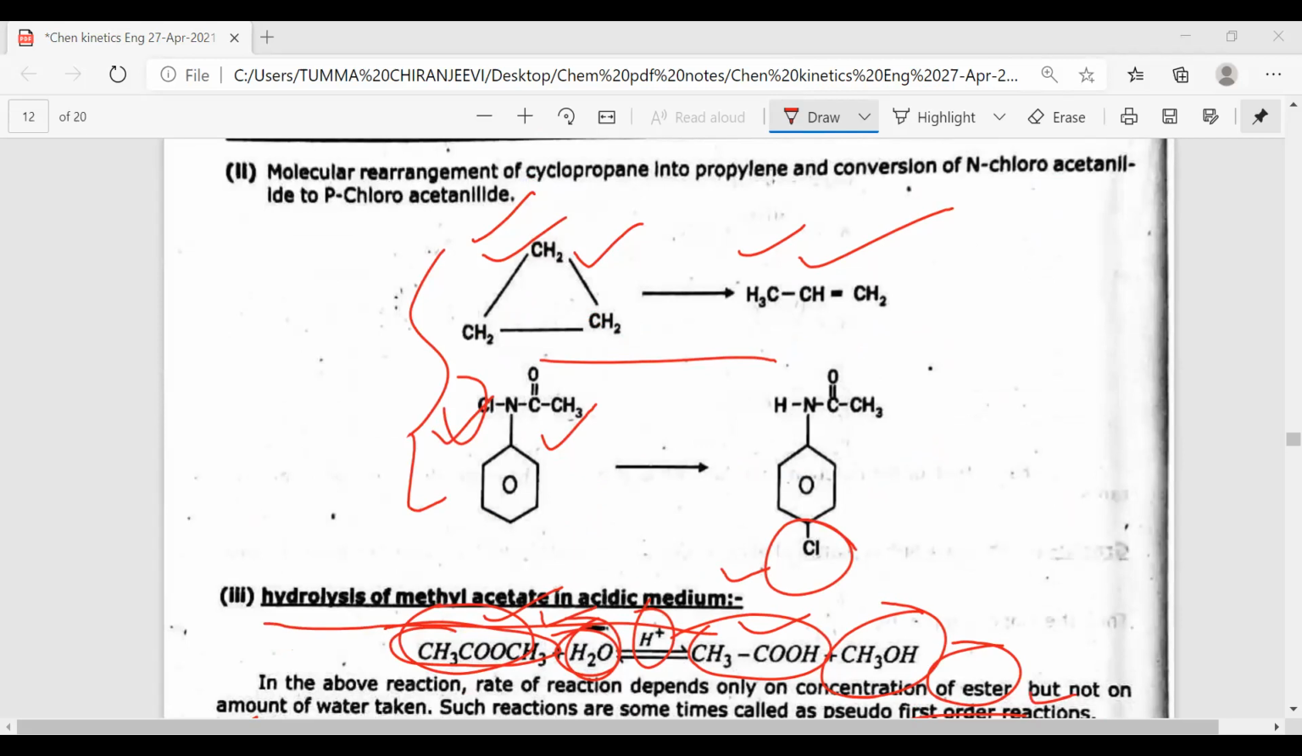So let's see examples of problems. If you observe this problem, the first one is: the following data is obtained for the decomposition of an aqueous solution of hydrogen peroxide. So these are the values for the decomposition of the hydrogen peroxide.